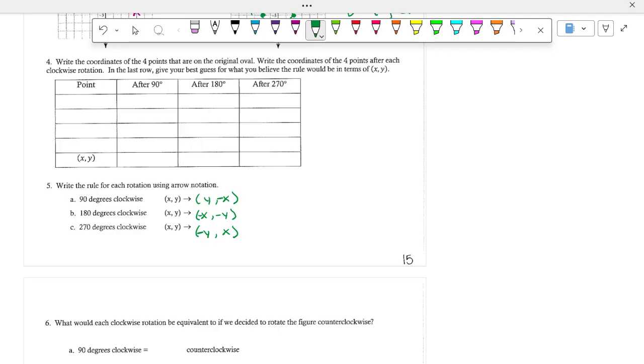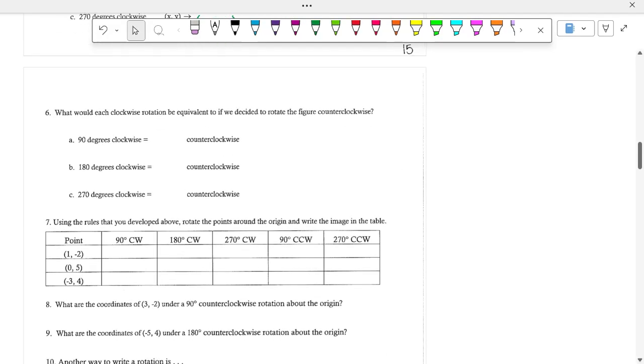All right. So here's my question. We already know that clockwise is going this way. So in other words, I'm going from 1 to 4. But if I want to go counterclockwise and I start in quadrant 1, so 90 degrees counterclockwise would be where? From quadrant 1? Quadrant 2. So 90 degrees counterclockwise is the same thing as what degree clockwise?